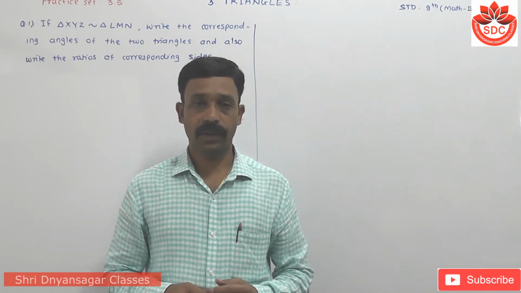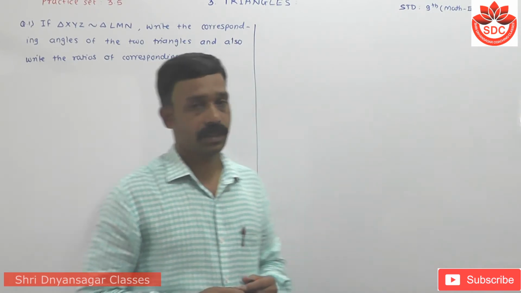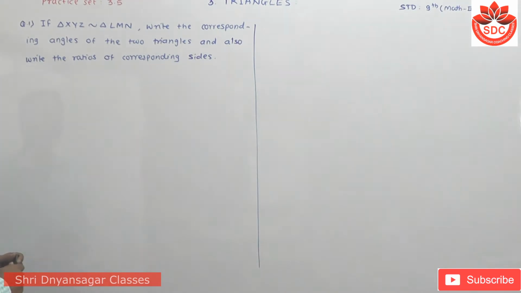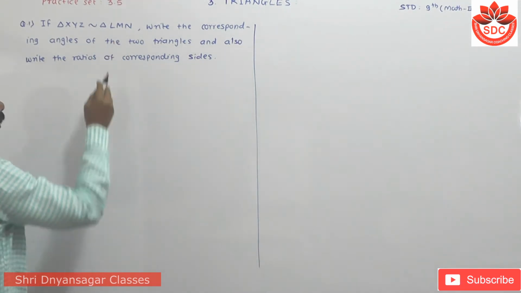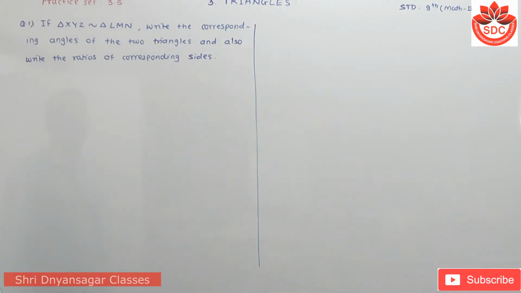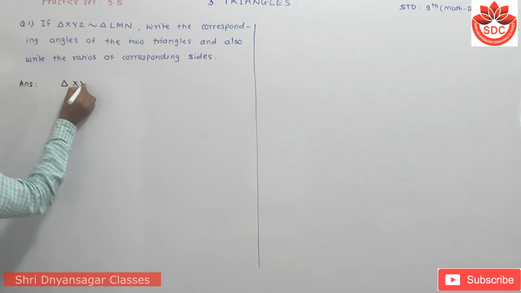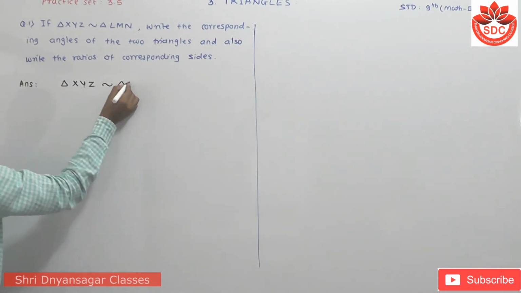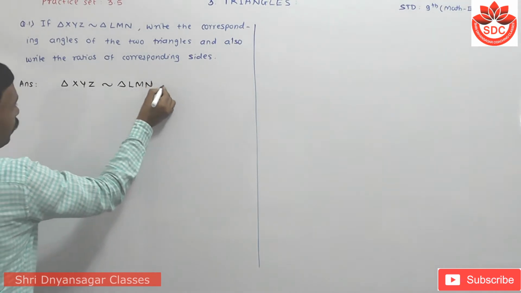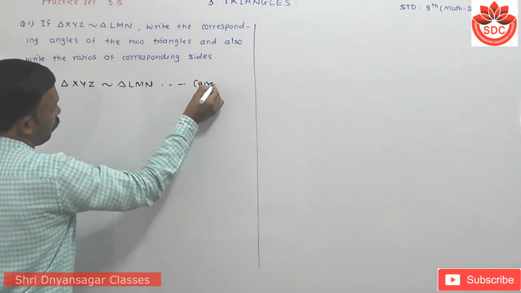Practice set 3.5. The first question is: if triangle XYZ is similar to triangle LMN, write the corresponding angles of the two triangles and also write the ratio of the corresponding sides. Now its solution. First, it is given that triangle XYZ is similar to triangle LMN.